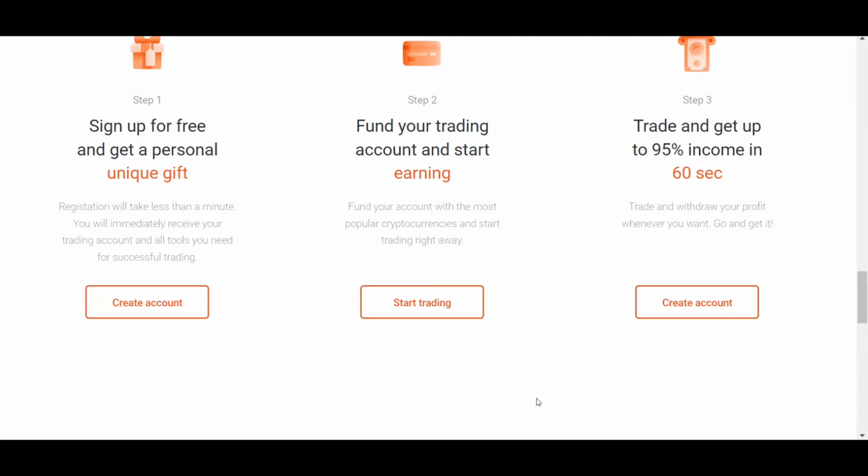Now here where it says step 3, trade and get up to 95% income in 60 seconds. Well, is there a currency pair that pays 95%? I'm sure there is. I haven't seen it. Usually it ranges from 60% to 85. Now, again, when the percentages are higher, the market's actually more volatile. So the chances of you clearing the trade, if you didn't really mark up your charts or really analyze, the chances are it could go against you.